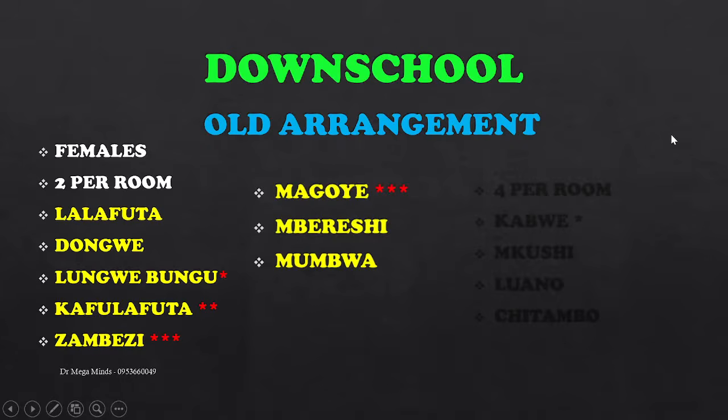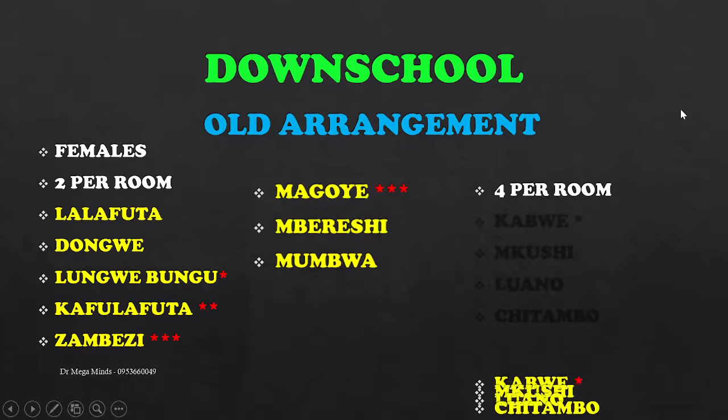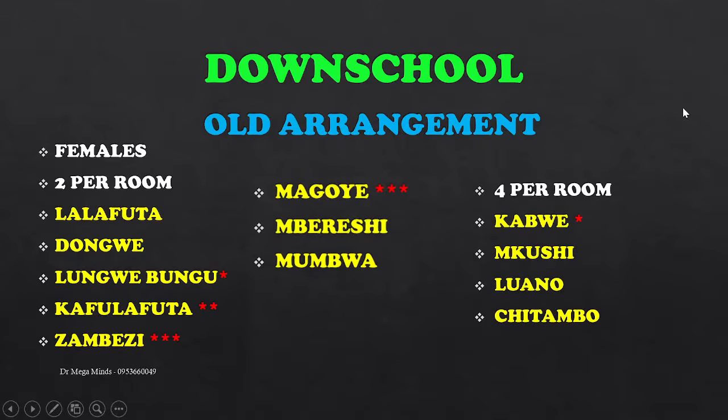We can move on. Now we can look at hostels for 4 people in a room. These are very few, very limited, and I can't remember all of them. I think I've left out some. But you can find Kawe, Mukoshi, Luano, Chitambo. These are districts. When you click Central Province, you are going to find hostels like Kawe and Mukoshi. For Luano, I don't know where it is found on the map of Zambia.